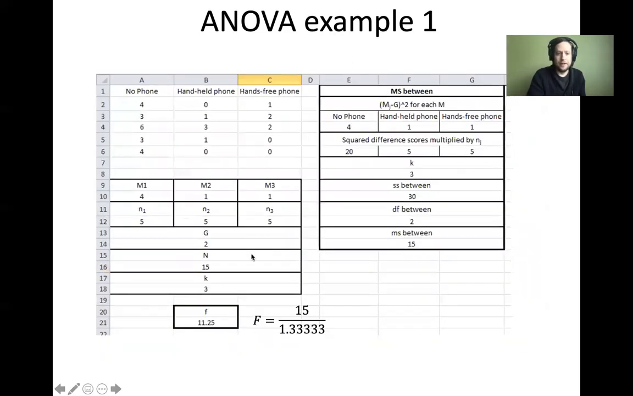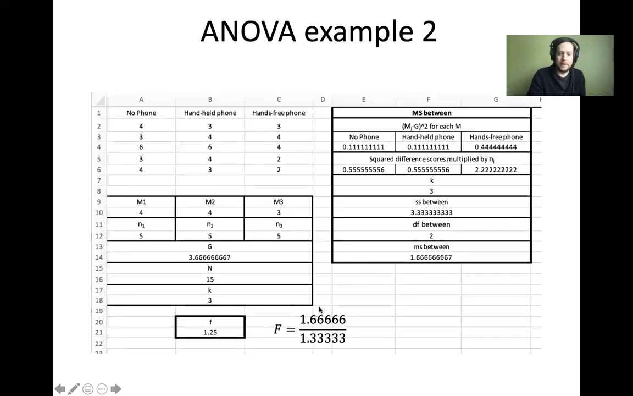In example 1, when the mean differences were 4, 1, and 1, relatively more spread apart, the MS between, the numerator, was 15. Here now, the MS between is smaller because the magnitude of the difference between the means has gotten smaller as well. The MS within for example 2 is the same. It has not changed. It's still 1.33, same as example 1.